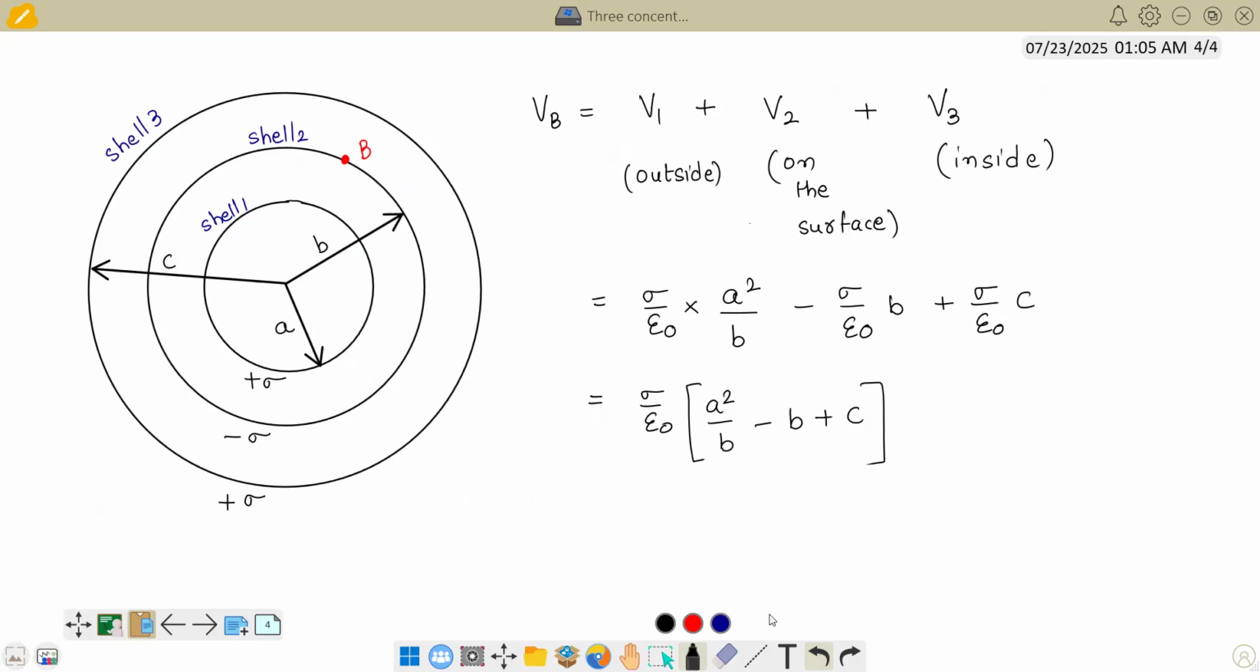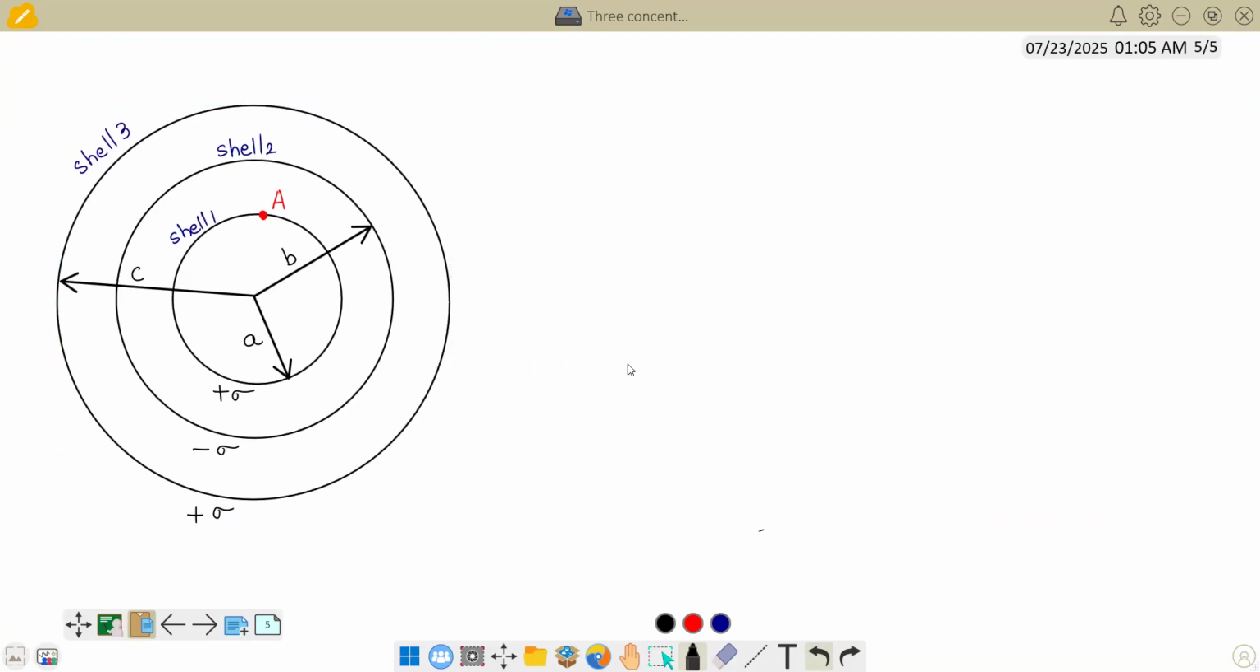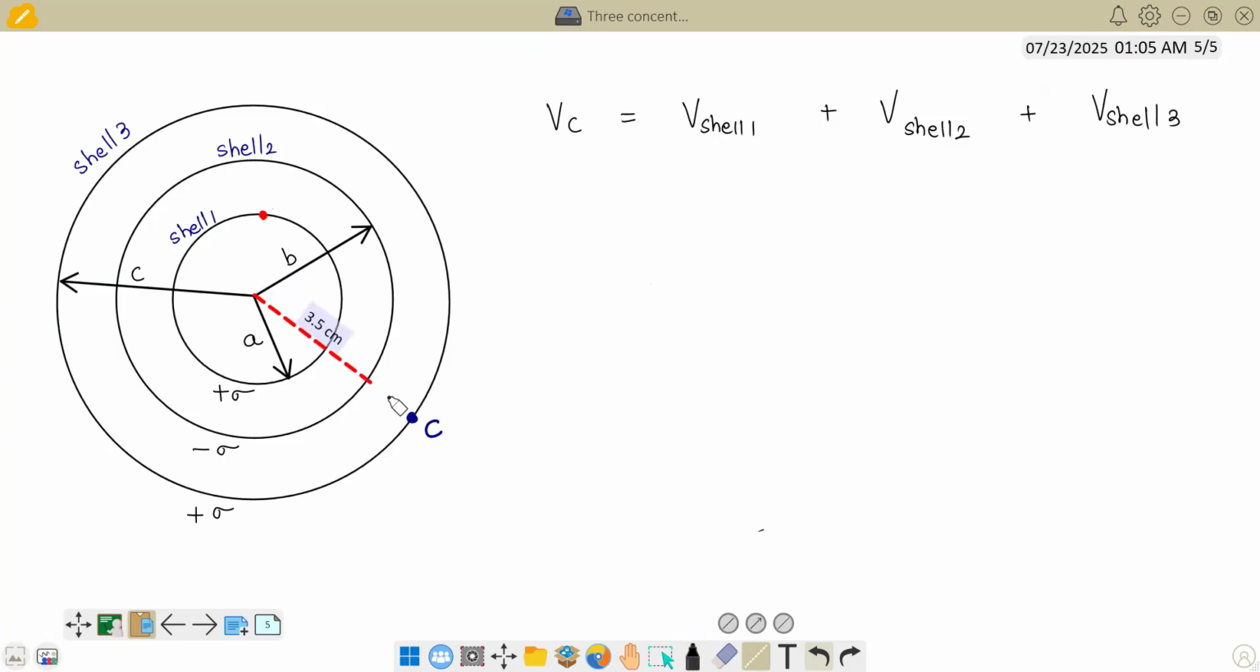Now let us go for the last expression, that is the potential at shell C. Let me select the last point here. So this is the point C. If you want potential at C, again, what are the three shells that are contributing? Potential due to shell 1 plus potential due to shell 2 plus potential due to shell 3. Now, where is this point C located? For the first shell, to reach point C we have to go beyond the surface of shell 1, so this point C is located outside.